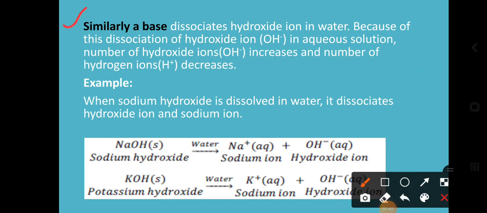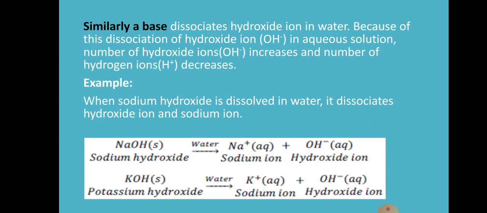Now the base concept. When a base like sodium hydroxide is added to water, it dissociates into sodium ions and hydroxide ions. So it releases OH- ions. In the aqueous solution, the number of hydroxide ions increases and the number of hydrogen ions decreases. If the hydroxide ions are being released, then the H+ ions are decreasing. So this is the basic concept about acids and bases.